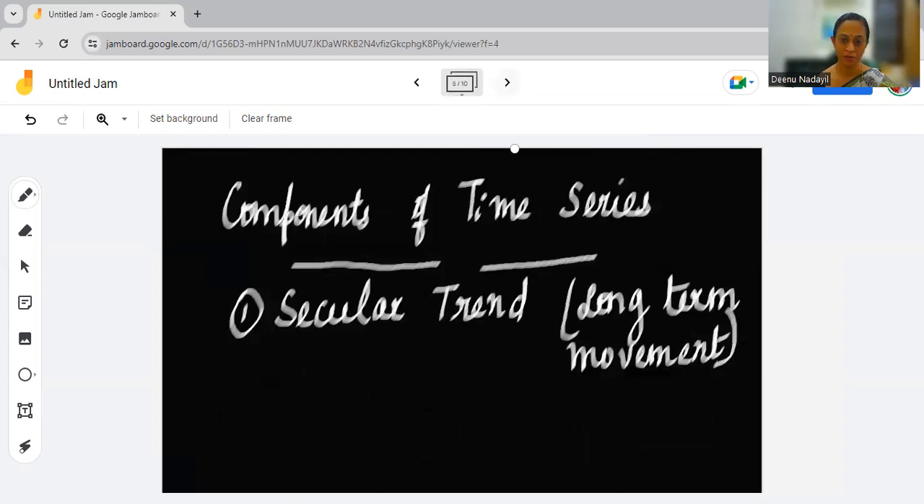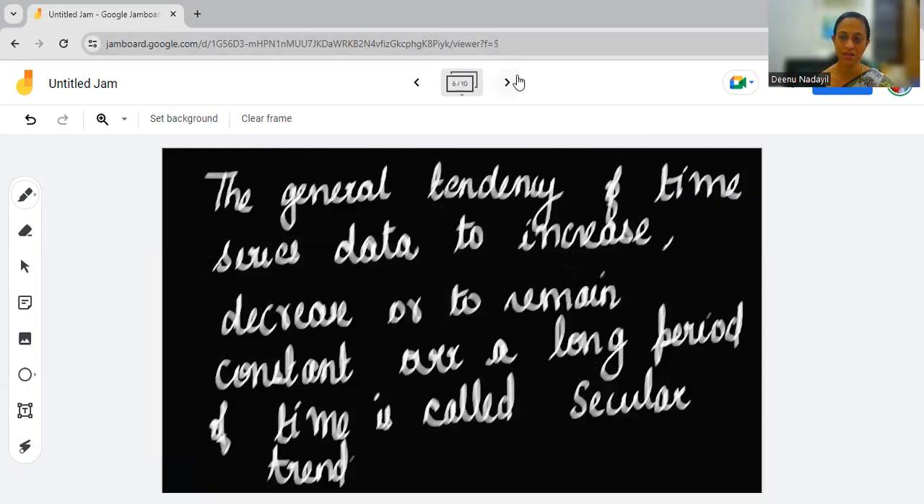And coming to the components, there are 4 components of time series. Okay, so what are they? The first one is called secular trend, or another name, long-term movement. So what is secular trend? The general tendency of time series data to increase, decrease, or to remain constant over a long period of time is called secular trend. Either it can be increasing or decreasing or remaining constant over a long period.